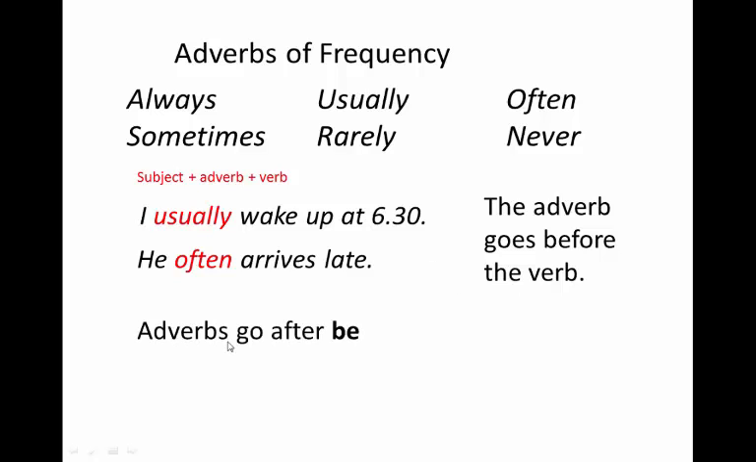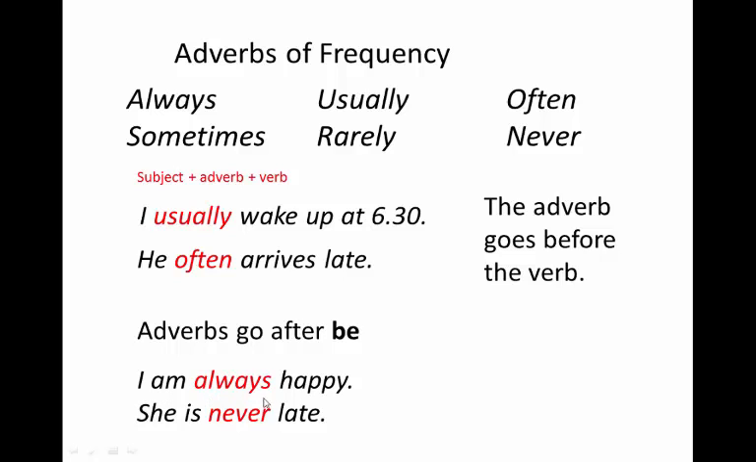Be is different. If the verb is be, the adverbs go after the verb. I am always happy. Verb, adverb. She is never late. Verb, adverb.